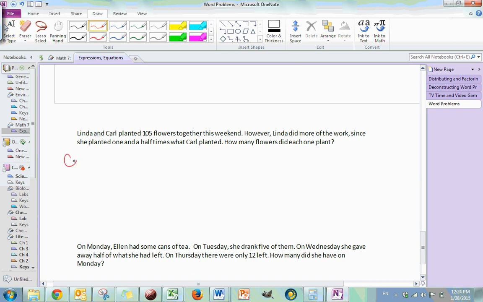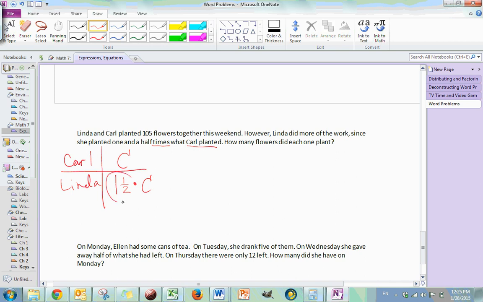So we have Carl and Linda. And who do they tell us a lot about? They tell us a lot about Linda, right? She planted 1.5 times what Carl planted. So that times, that's an important indicator word. But we don't know anything really about what Carl planted, so let's just put C. He's the variable. That's how many Carl planted, C. Now Linda did 1.5 times C, times what Carl planted.